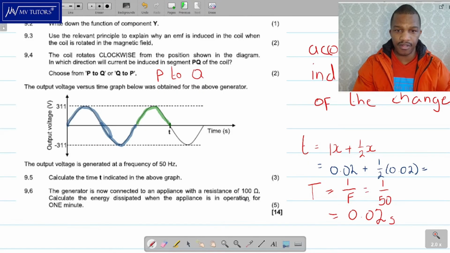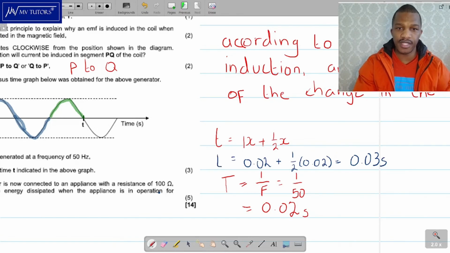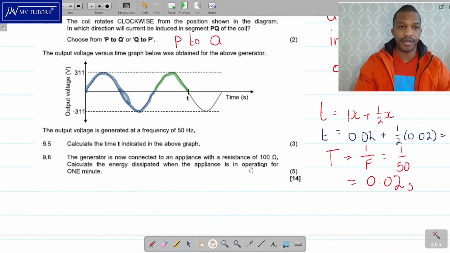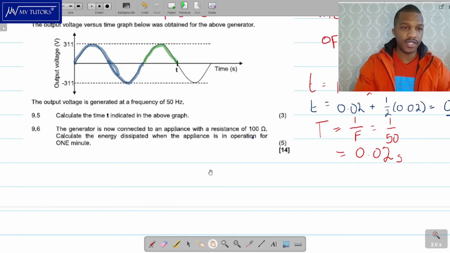Okay, so first of all, I need more space there. Okay, so my final answer is 0.03 seconds. Okay, the time t is 0.03 seconds. That's it. Hope you understood that. But in the event you didn't, you know what to do. Contact us for a session.